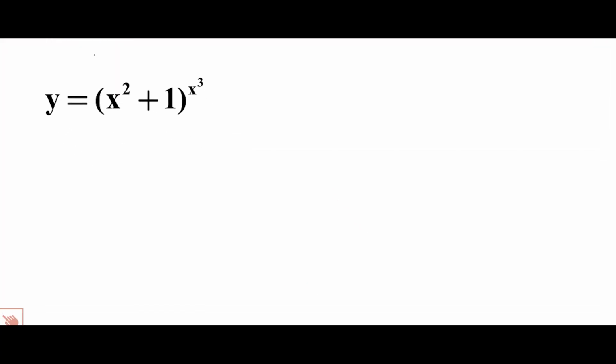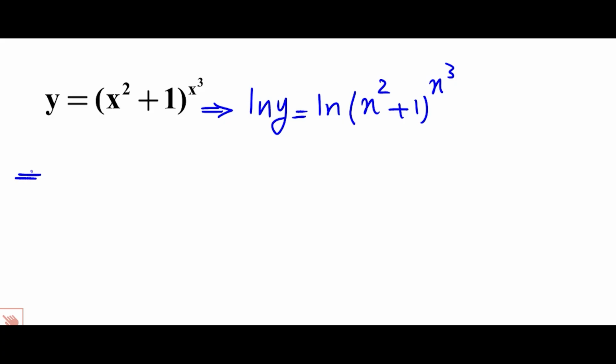Look at this example carefully. y is equal to x squared plus 1 to the power of x cubed. So first, take the natural log of both sides to bring the exponent down. So ln of y is equal to ln of x squared plus 1 to the power of x cubed. So ln of y is equal to x cubed times ln of x squared plus 1.